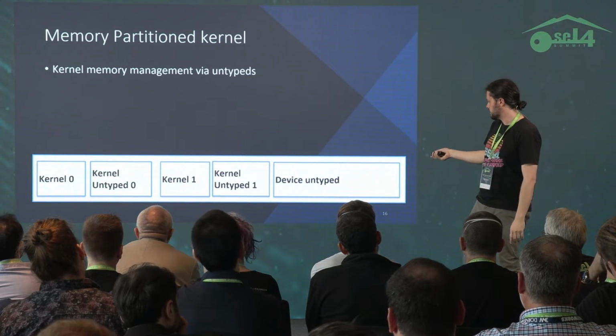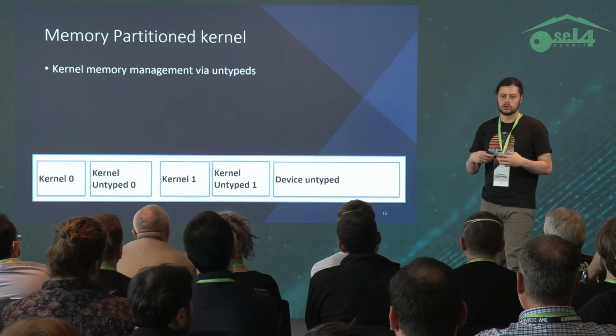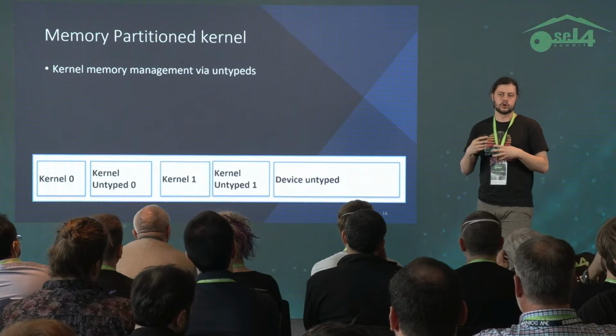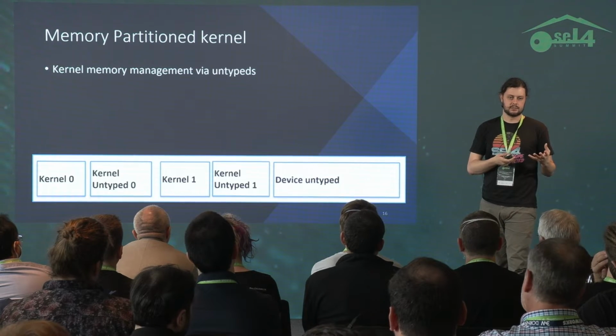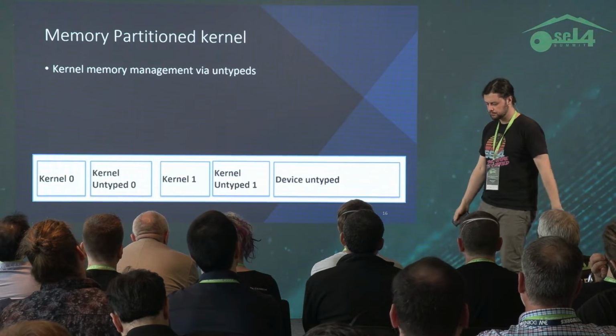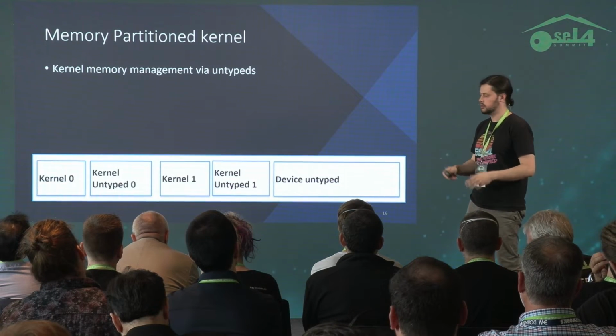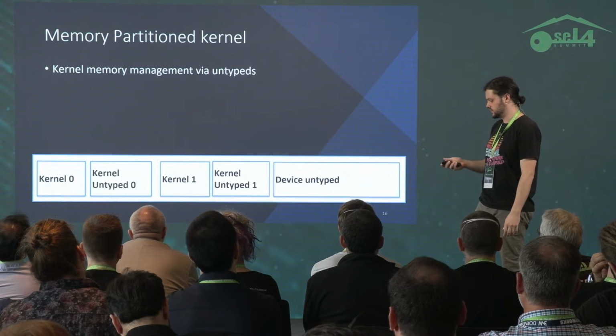But we can still reserve this big chunk of memory for device untyped, which the kernel restricts access to. The kernel will never read or write to device untyped, but it does allow the user to map device untyped into its own address spaces. So you can use that to create shared memory. And with shared memory, you can communicate. And if you can communicate, you can build multi-core systems.